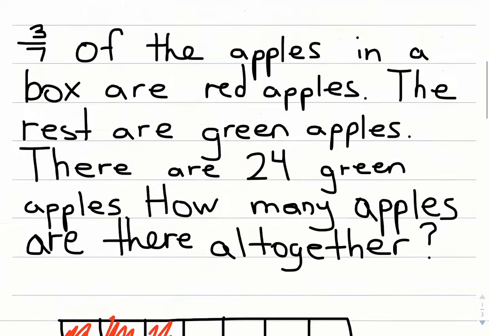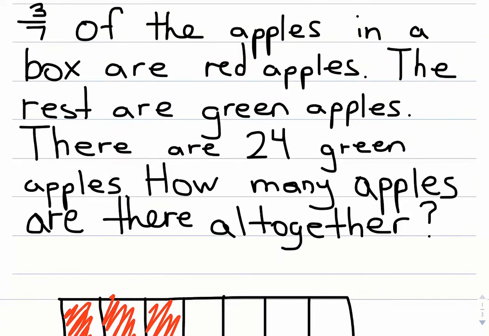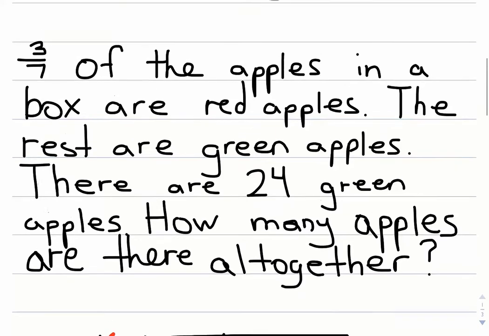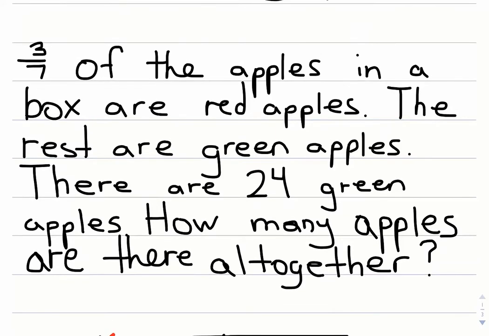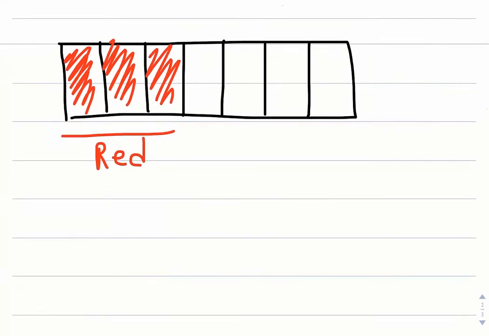Now that I'm done with the first sentence, I'll go ahead and look at the second one. When we do word problems, we look at one sentence at a time to help us draw our problem. The rest are green apples. That means the entire remainder of the box, or 4/7, will be green. So we can go back to our problem, and we're going to go ahead and say that these remainder leftover boxes are green.